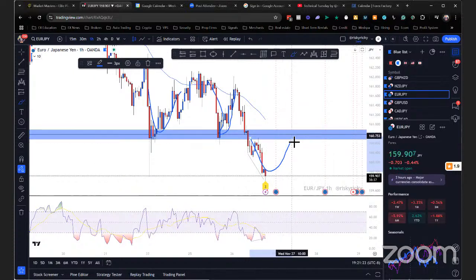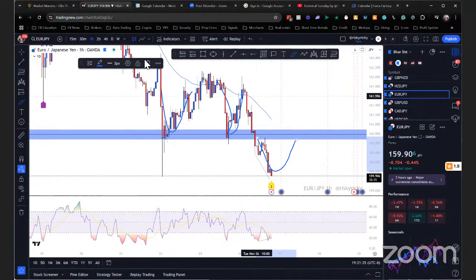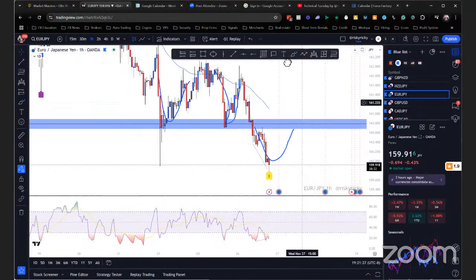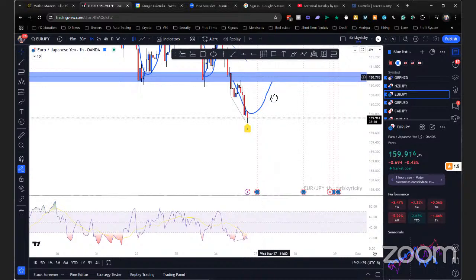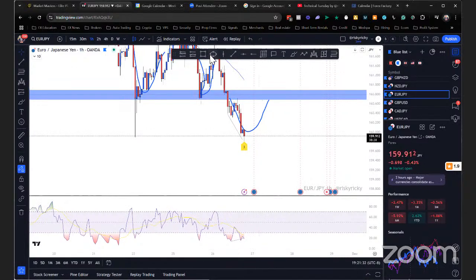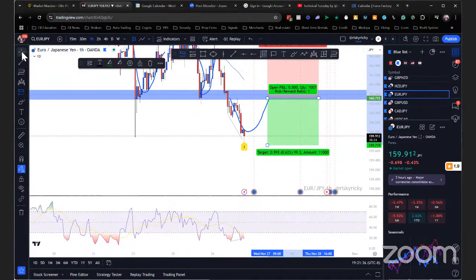And then here is where I'm going to be looking for a sell. So most likely this is going to pull back up into these areas here, and then I'm going to be looking to short this going down.